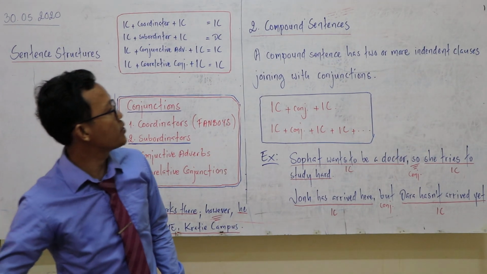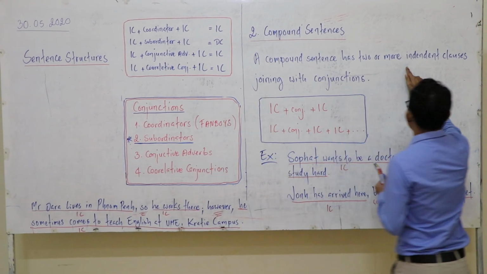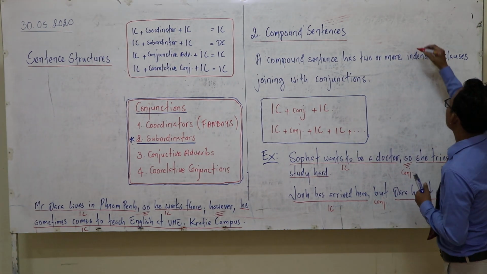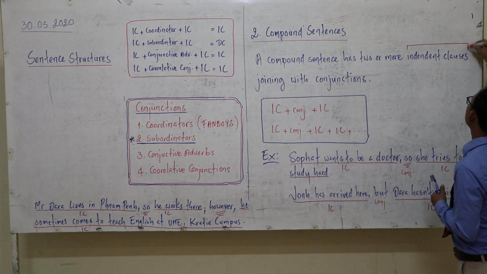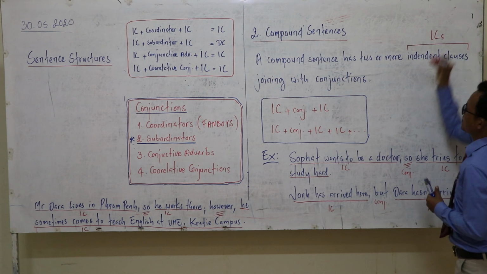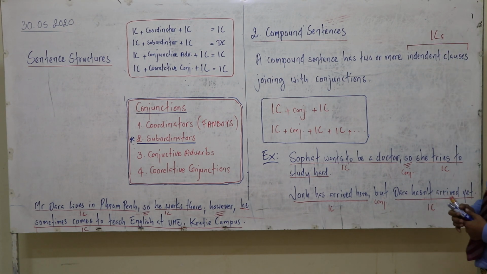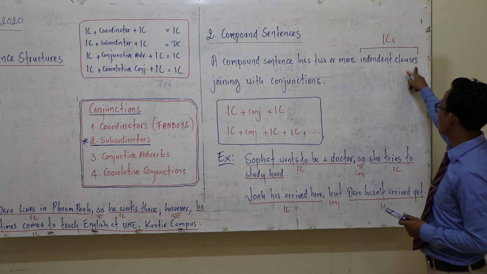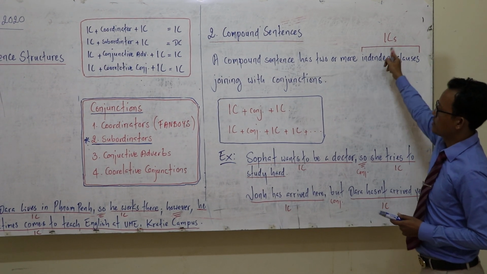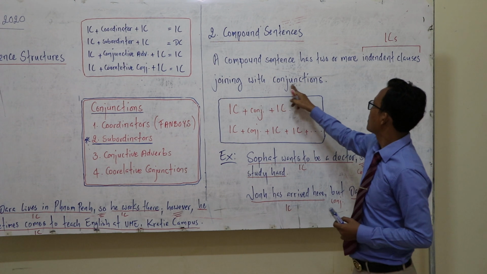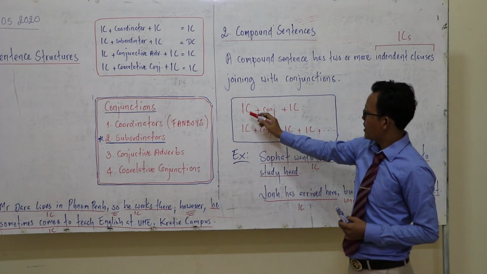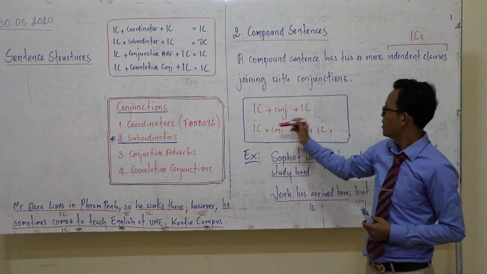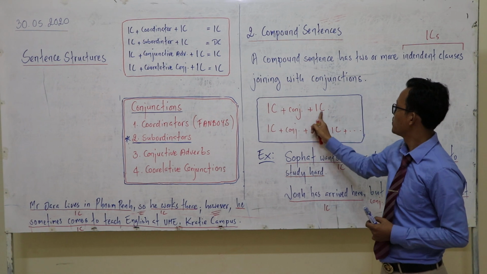Independent clauses here refer to this one, right? ICs. Two or more ICs, or two or more independent clauses. A compound sentence has two or more independent clauses, or two or more ICs, joined with conjunctions. Like here, IC plus conjunction plus IC. Also a compound sentence, we call two ICs.